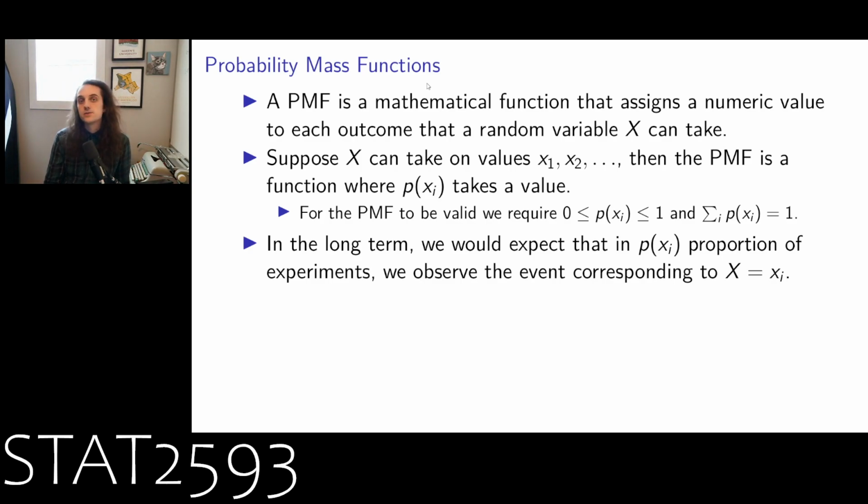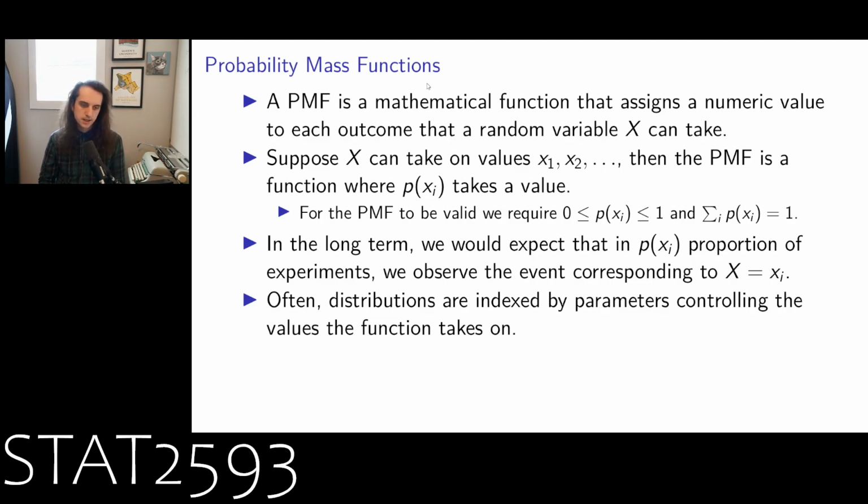And if we think back to our frequentist interpretation of probability, what we're really saying is that in some proportion of events, so in p of xi proportion of the experiments, we would expect to observe xi as the outcome for that experiment. And that's what the PMF really is representing.